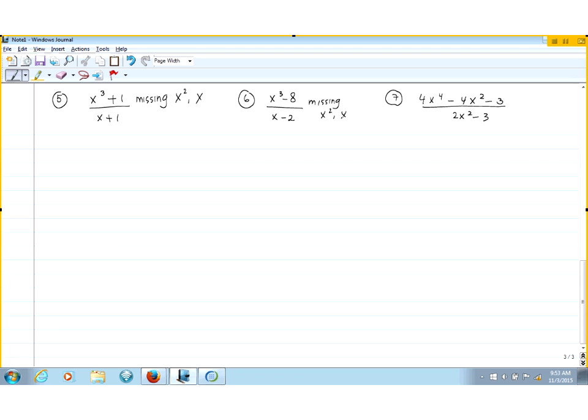Number 5, you're supposed to have x squared minus x plus 1, right? And for number 6, you're supposed to have x squared plus 2x plus 4. No, it doesn't have a remainder. Yeah, it's supposed to be x squared plus 2x plus 4. What about number 7? Anyone done with number 7? 2x squared plus 1. Yeah. Okay, so 2 more minutes, and then we will discuss it.